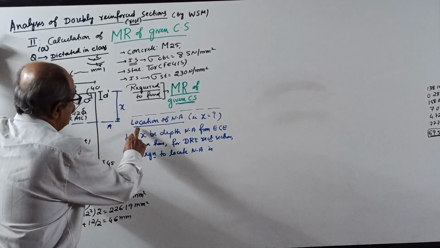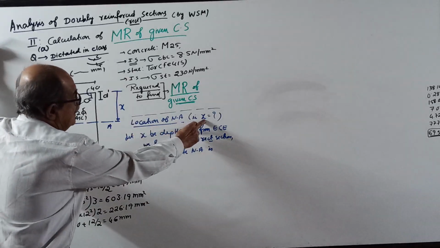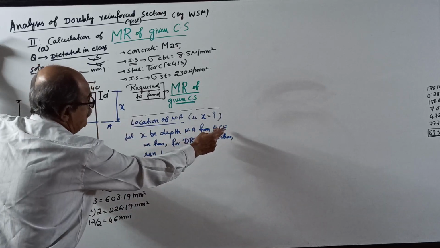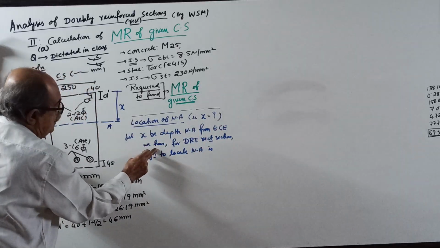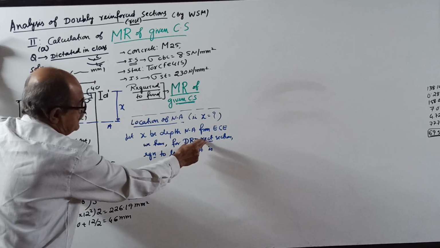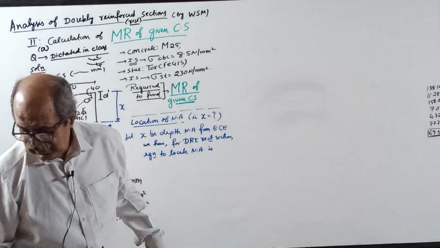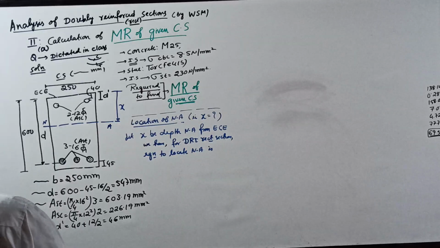Okay, start. Location of neutral axis, that is how to find x. Let x be depth of neutral axis from extreme compression edge. We have, for a doubly reinforced rectangular section, the equation to locate neutral axis. I write the equation now, x. I will put blue color.